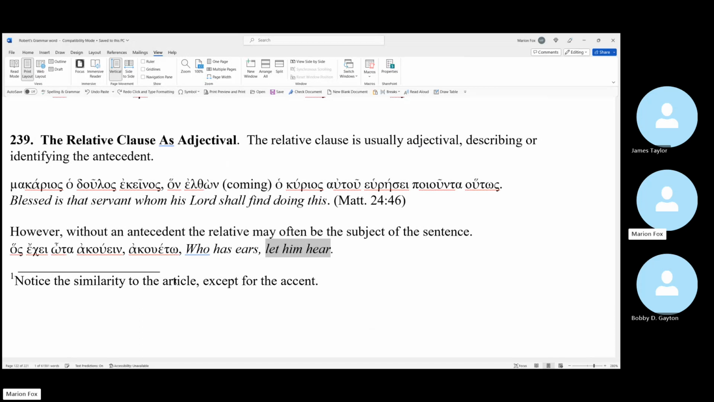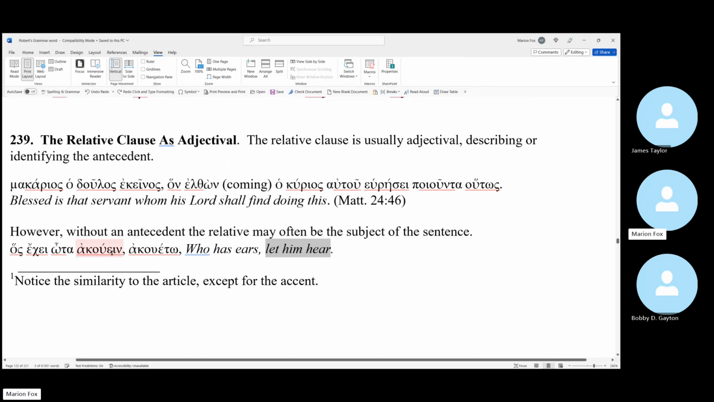So when it gets over to the imperative mood, which comes a little later, we're more than halfway through the book, so we're doing fairly well. Any questions? Okay. Ota akouein, akouetō.